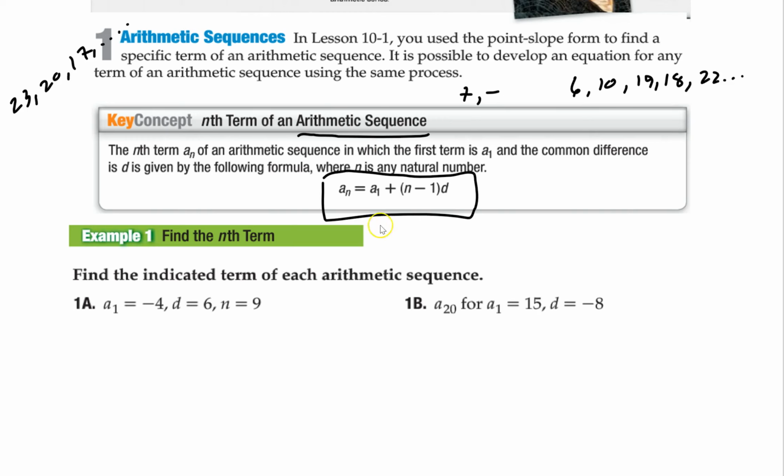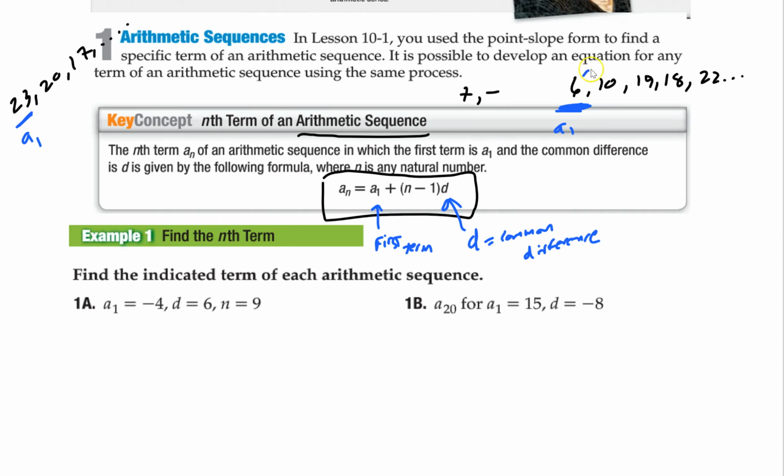Well, first up, what is A1? That's the first term of the sequence. So right here, 6 would be my A1. It's my first term. Over here, 23 would be my A1. Let's talk about what d is. d is known as the common difference. It's what you add every single time.